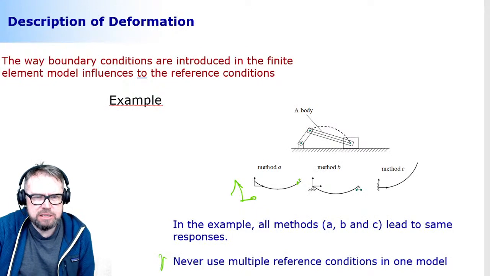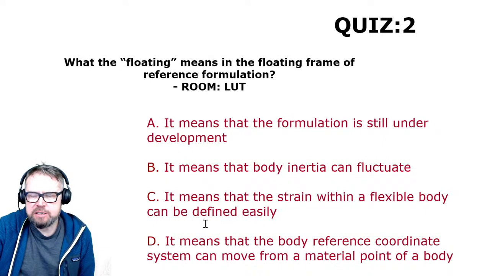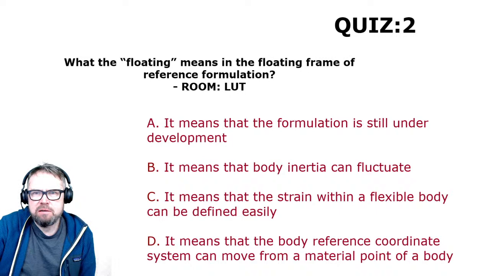Okay, this is something that I definitely want to test. What does floating mean in the floating frame of reference formulation? It means that the formulation is still under development. It means that the body inertia can fluctuate. Body inertia can change. It means that the strain within the flexible body can be defined easily. It means that the body reference coordinate system can move from a material point of the body. And the competition is on.